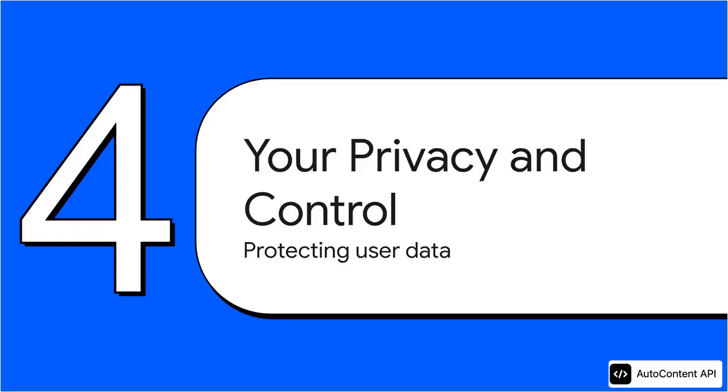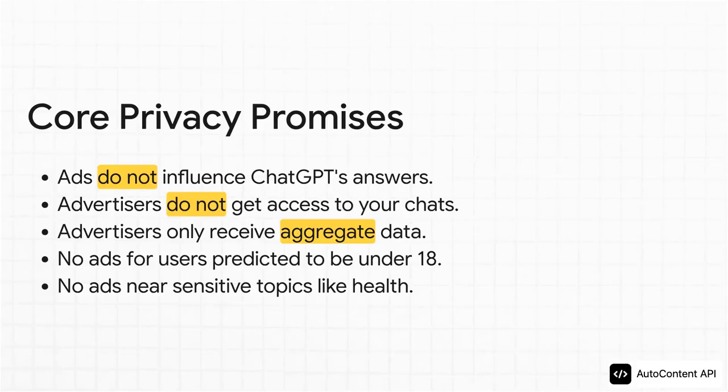Now, anytime you talk about online ads, the conversation immediately jumps to privacy. And OpenAI seems to know this. They spent a huge part of their announcement talking about the safeguards they're putting in place to protect user data. OpenAI is making 5 big promises here to try and get ahead of any privacy worries. First and foremost, they're drawing a hard line. Ads will not influence ChatGPT's answers, period. They're also promising that advertisers will never, ever see your private chats. All they'll get is anonymous, high-level data like views and clicks. And finally, they're setting up some clear boundaries, promising no ads for minors or on sensitive topics like health. These are really crucial promises if they want to build user trust.